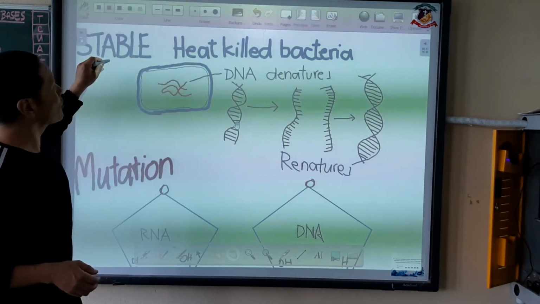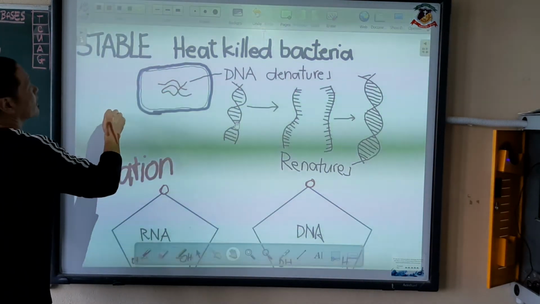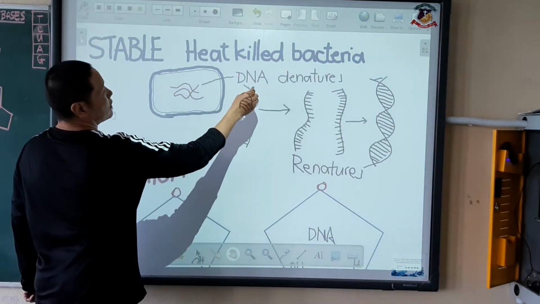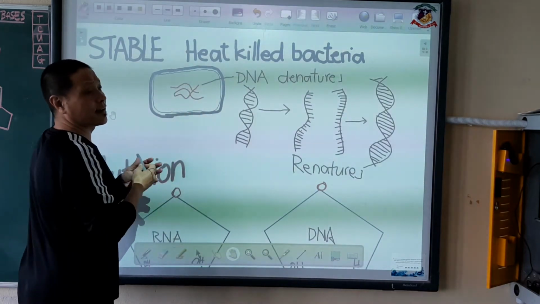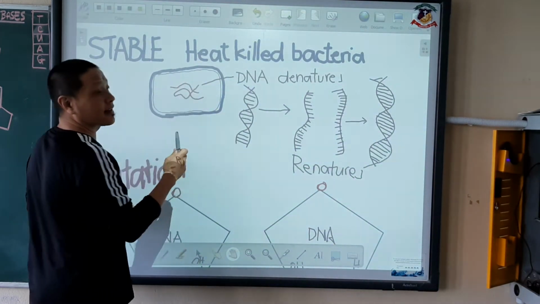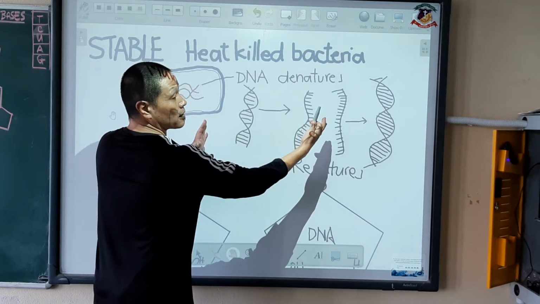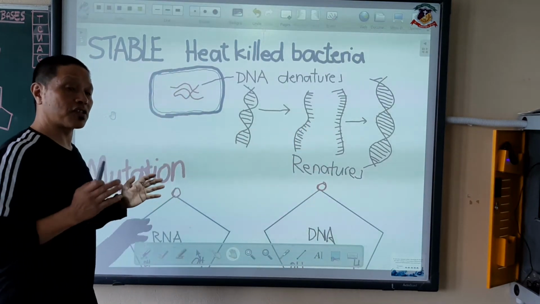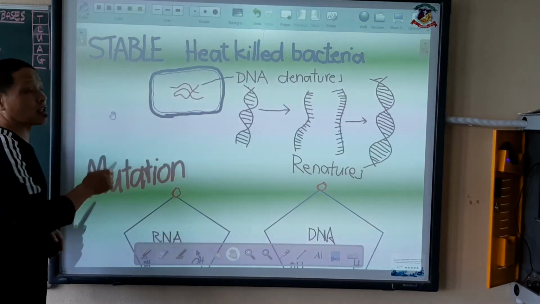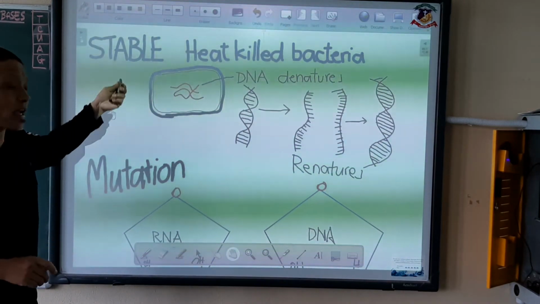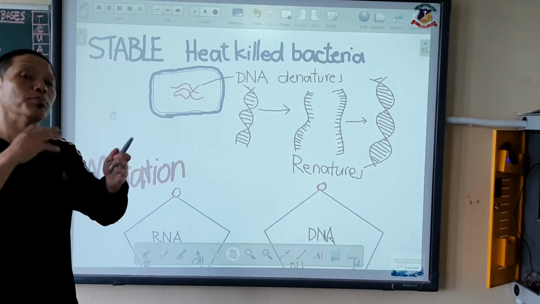We'll be talking about this heat-killed bacteria again in a while, but just understand that DNA is more stable than the cytoplasmic organelles, which, if they die, will not be able to work again. But in the case of DNA, it breaks apart, but when favorable conditions arrive, it renatures itself. So that is what stability means. Stability also has to do with the third point, mutation. Genetic matter has to be able to mutate.